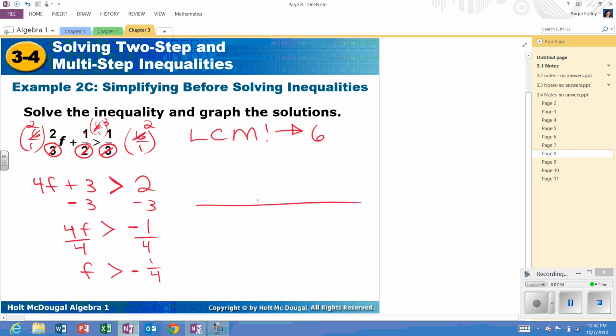Now to graph these, I would just recommend doing whole numbers and then estimating where it falls, since it should be a negative. So -1/4 is going to be not quite halfway here, but between the halfway mark. So it's going to be an open circle right there. And then it says f is greater than, so it's everything to the right. Okay?